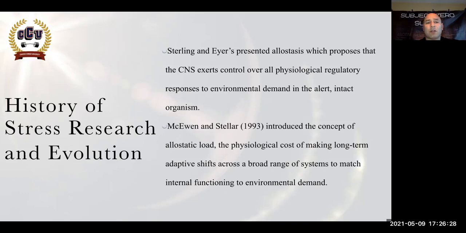So the evolution of stress and stress research: Sterling and Eyer presented allostasis, which proposes that the central nervous system exerts control over all physiological regulatory responses to environmental demand in the alert, intact organism. And then in 1993, McEwen and Stellar introduced the concept of allostatic load, which is the physiological cost of making long-term adaptive shifts across a broad range of systems to match internal function to environmental demand.